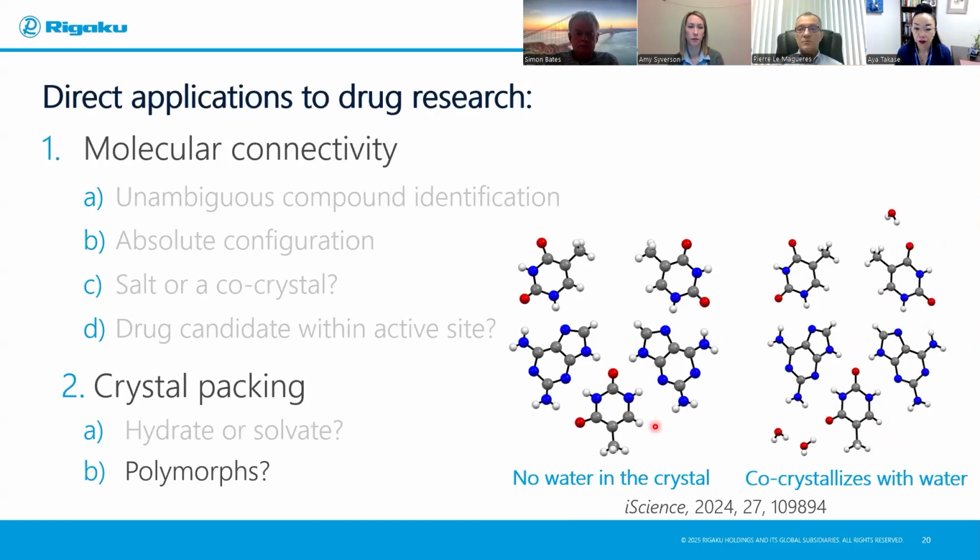So there you have it, the main types of information that can be derived from crystal structures. Unambiguous compound identification, absolute configuration determination, distinguishing between salts and co-crystals, assessing whether a drug candidate has reached the active site of a protein, whether you have a hydrate or a solvate or not, and whether you have polymorphs and what they are.